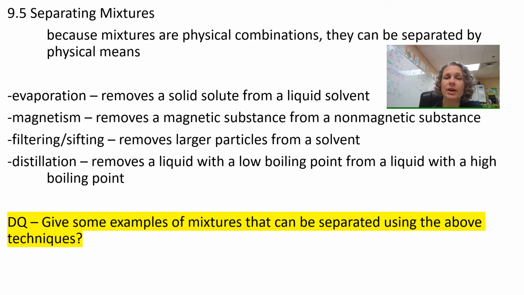So for example, evaporation can be used to remove a solid solute from a liquid solvent. So if I had a cup of salt water and I wanted to just get the salt, it would take a while. I could just let it set, and wait until all of the water evaporates and I would be left with salt. I could speed up the evaporation by boiling it, but I would get the salt back. Those of you who are doing honors, I think I'll have on the essay or the little research talking about how they take salt out of water.